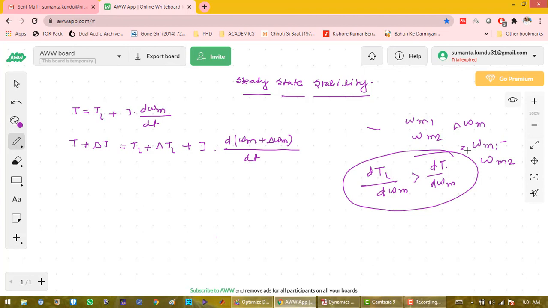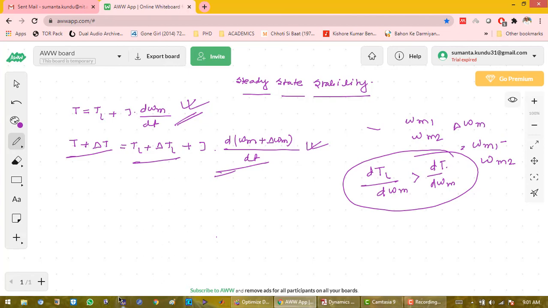Now we can prove this condition. We know this basic torque equation, and suppose a small perturbation in speed, delta omega m, is given. So the torque will also change by delta T. We incorporate that into our equation: T plus del T equals TL plus del TL, and omega m plus del omega m. So this equation is converted into this when a small perturbation in speed del omega m occurs.